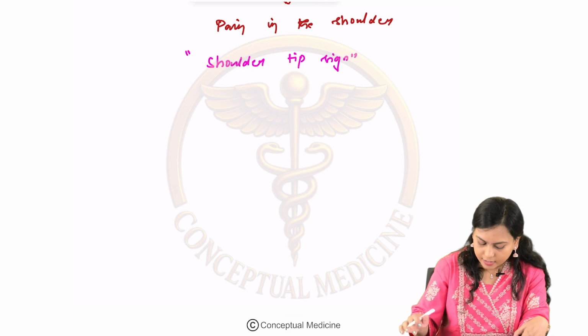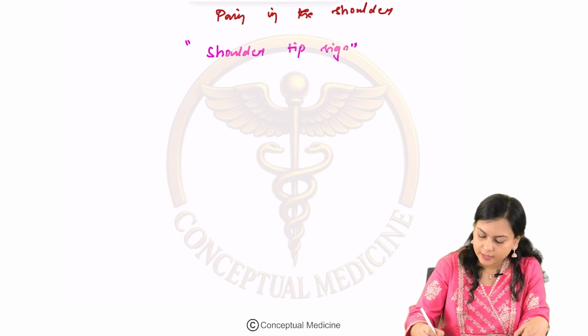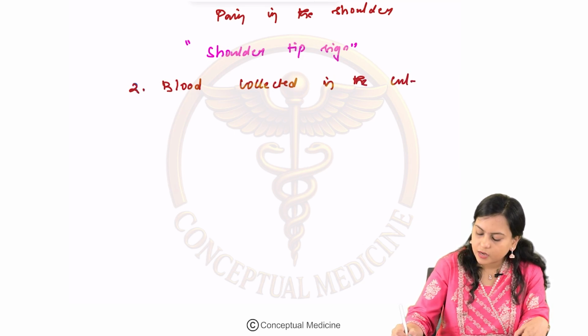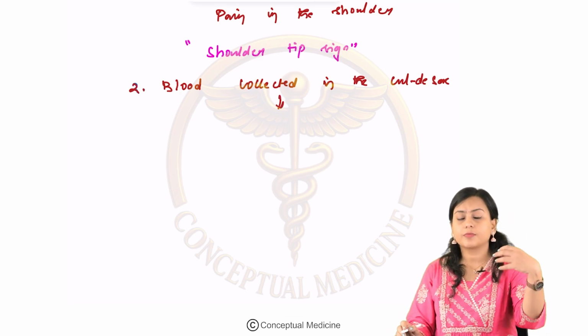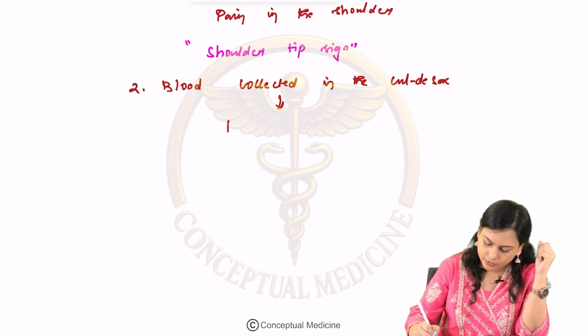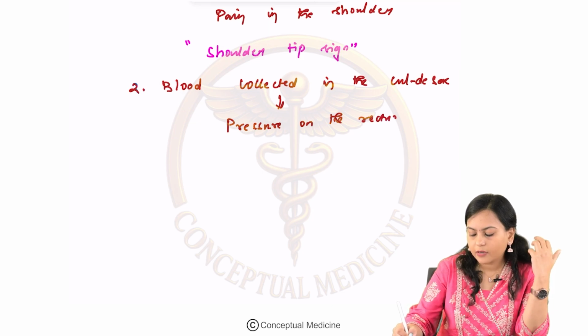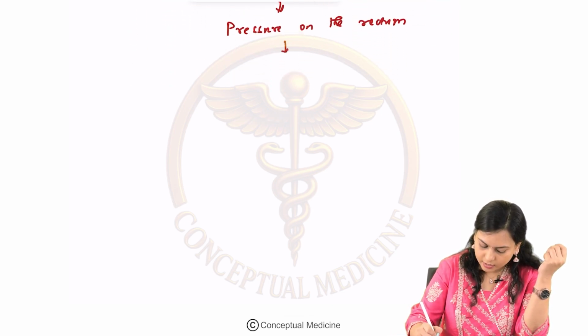And we also know the blood can collect itself in the cul-de-sac also, right? So blood collected in the cul-de-sac. What can happen? That can cause pressure on the rectum. When it causes pressure on the rectum, there can be an urge to defecate.